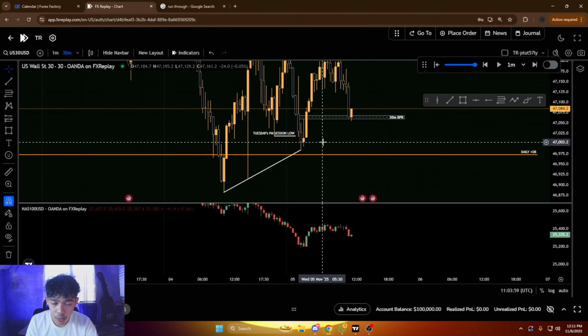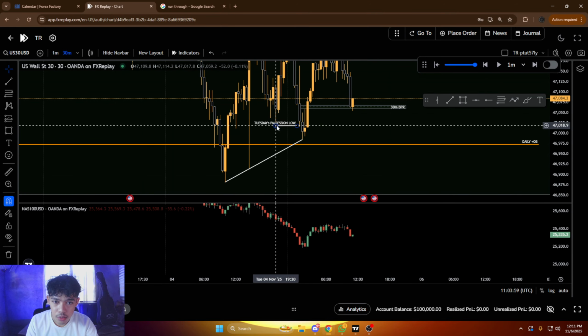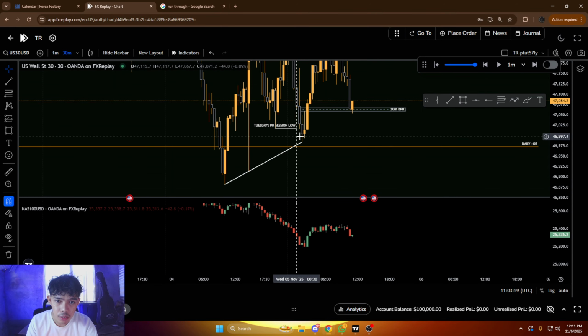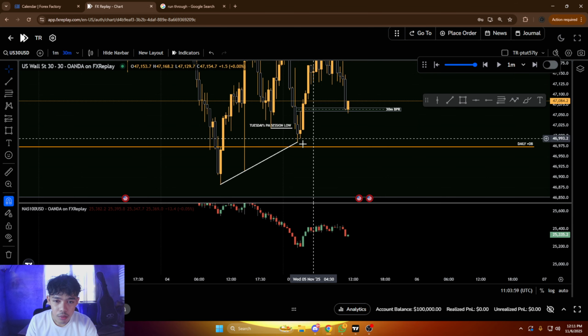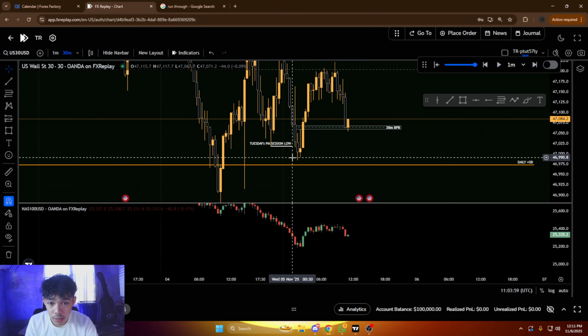Kasi nag-take out siya ng liquidity, and also we formed that SMT right there. So basically this is a turtle soup at this point. But anyways, we have SMT right there. So this low is protected. Like I was thinking, di na to mata-take out.